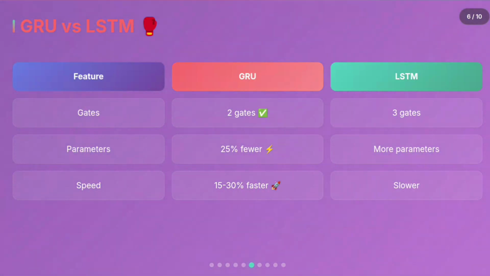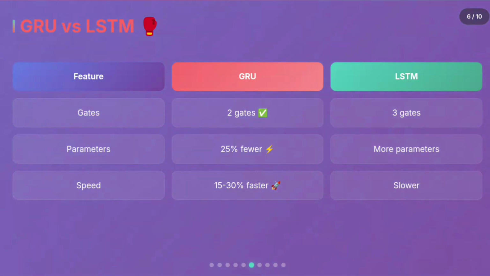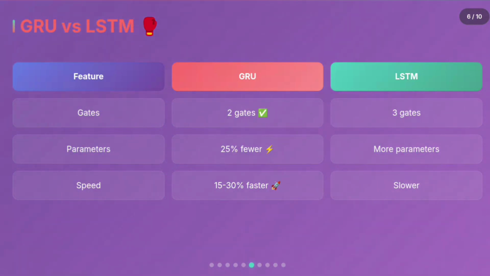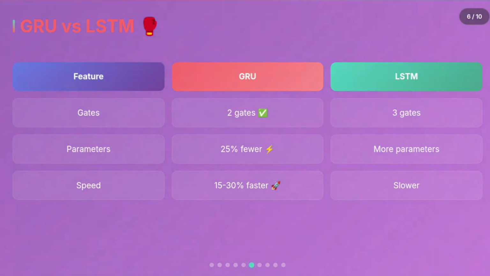Performance. In most tasks, GRUs and LSTMs perform similarly. Sometimes GRUs win, sometimes LSTMs do. The difference is usually small. Training speed. GRUs typically train 15 to 30% faster due to their simpler architecture. Memory usage. GRUs use less memory during training and inference.